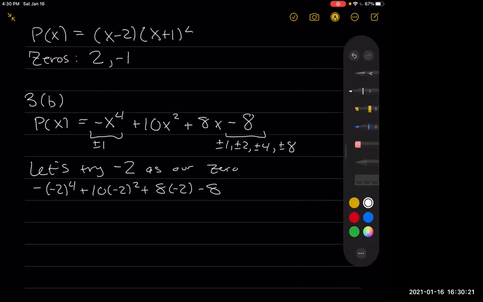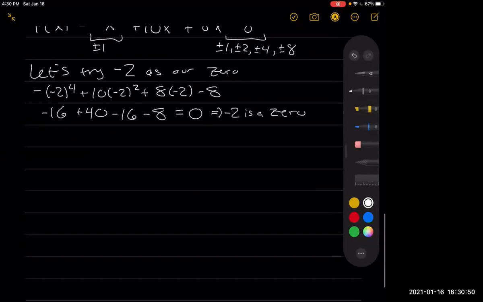Well, this will give us a -16 plus 40 minus 16 minus 8. Well, if we add these 16s together, we'll get a -32, and then minus 8, that gives us a -40, and then with this +40, they cancel, so this does equal 0, so therefore -2 is a 0 of our polynomial. So now we're going to factor it out.